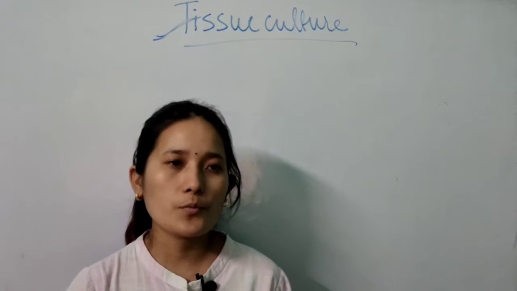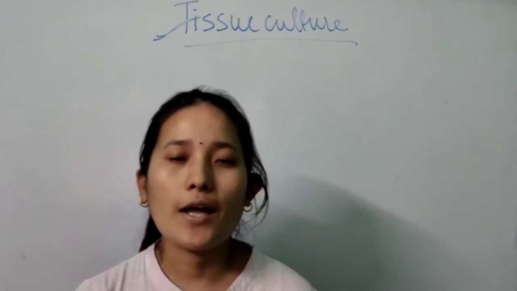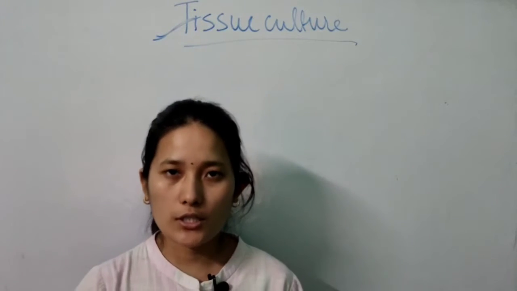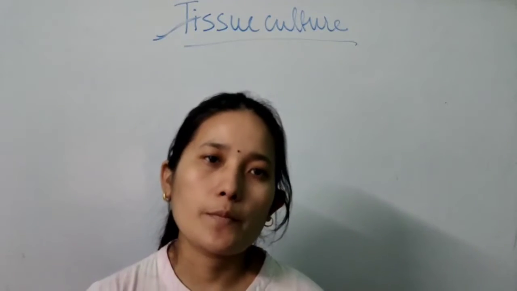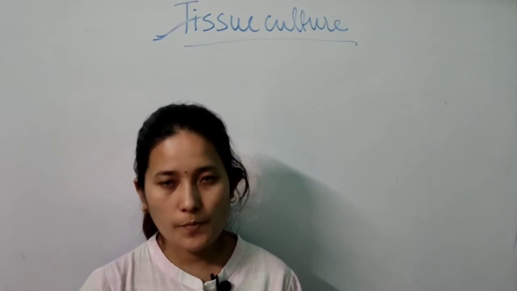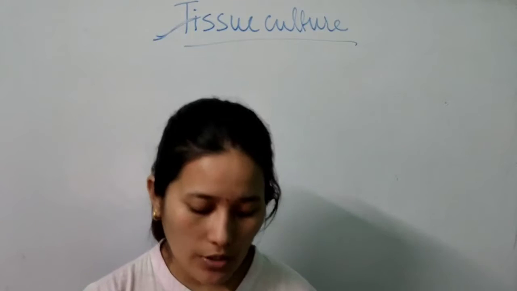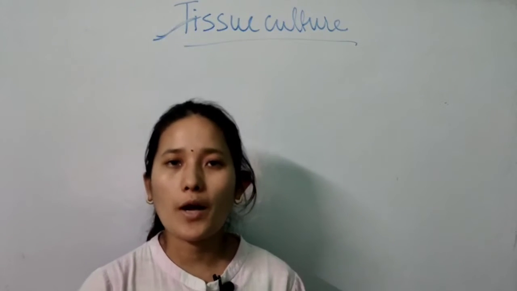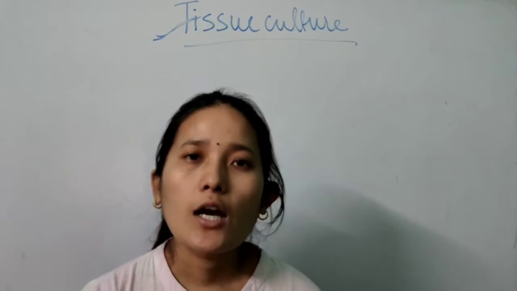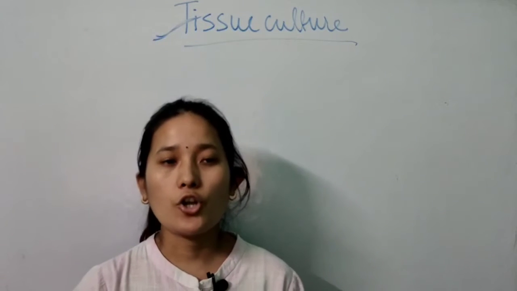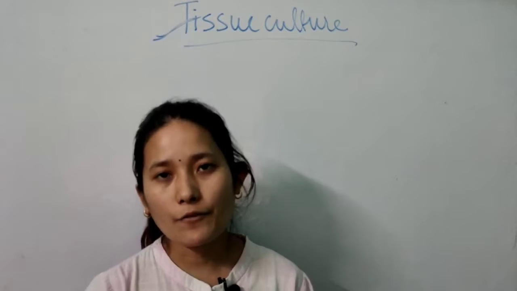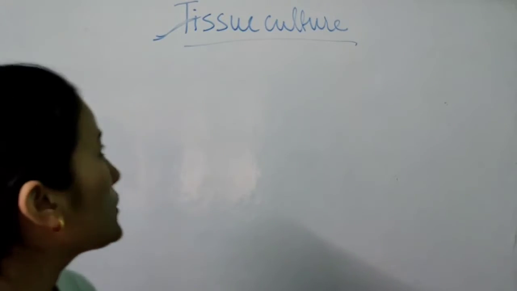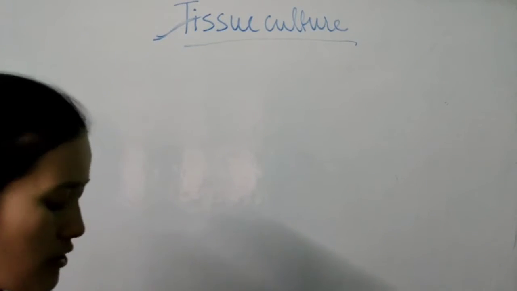So in our previous video we were discussing plant reproduction. In that we have already discussed asexual reproduction, different methods of asexual reproduction. We have already discussed vegetative propagation. So unlike those methods of propagation, today we will be discussing another method of propagation which is carried out within a laboratory condition, and that is referred to as the tissue culture method.